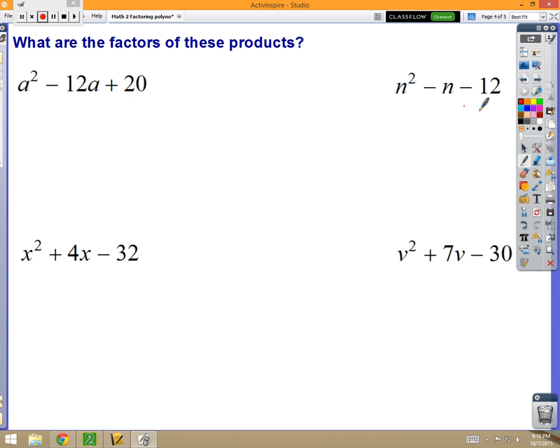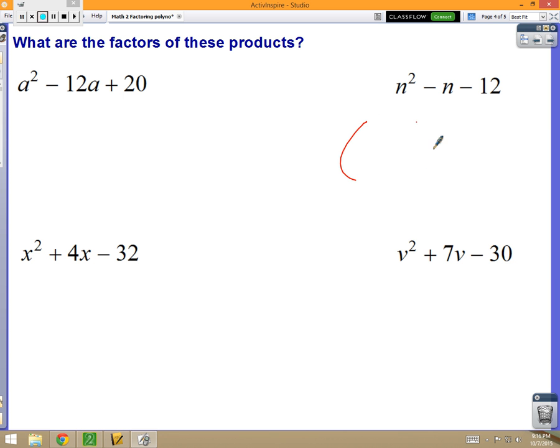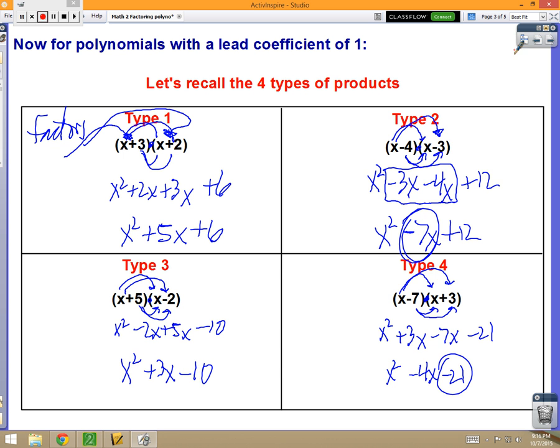Let's look at the next one. Okay, the next one. You need to multiply. And how you multiply and get n squared is easy, n and n. Okay, now look, it's a minus and a minus. So, a minus and a minus is this last type 4. Because that's a minus, that's a minus.